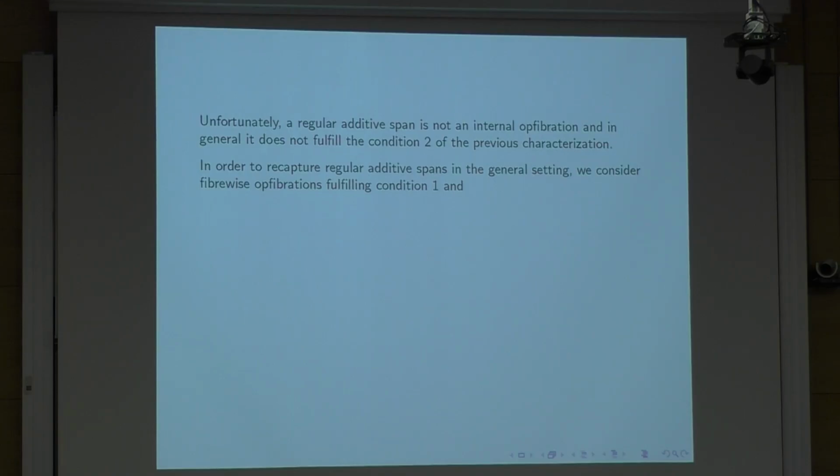So, in order to recapture regular additive spans into our framework, we consider fiber-wise opfibrations, which still fulfill condition 1 of the previous characterization theorem, and another condition, 2 prime. You see that we ask for the restriction PA on the fibers to be an opfibration that just preserves finite products, without asking for the product of co-Cartesian maps to be still co-Cartesian. Something less.